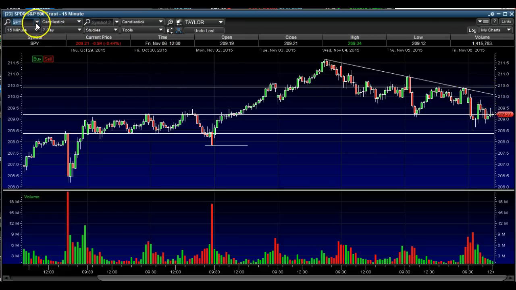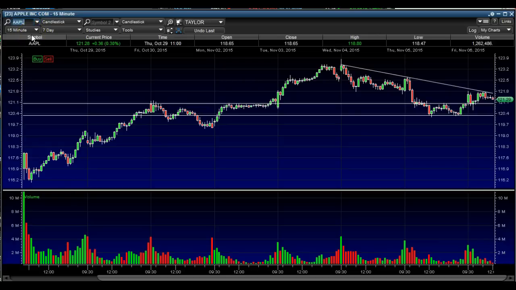Okay, I'm going to move on to Apple. Same thing right here. We've got this downtrend line right here, and it looks like it is respecting that. Looks like Apple is coming down. We've got near support right here around 121, but I think it breaks that. Better support is down here at 120.40.